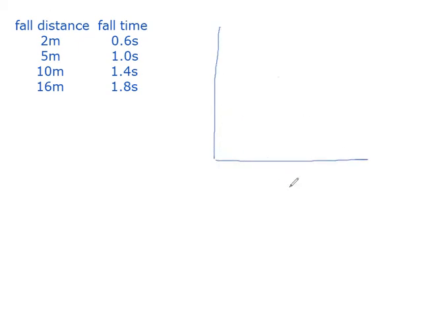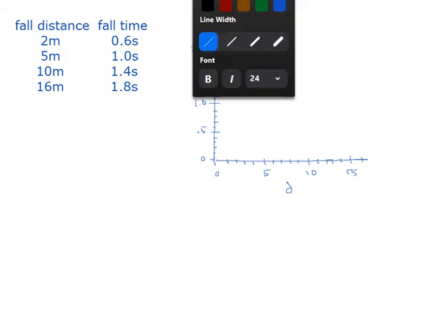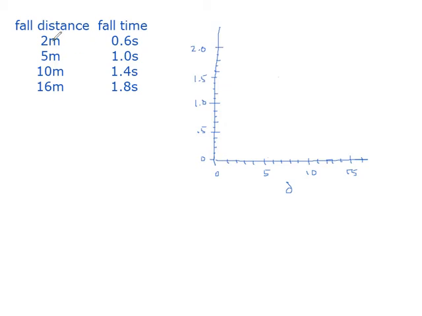We have fall distances that go up to 16 meters. So here we need something like 1, 2, 3, 4, 5, 6, 7, 8, 9, 10, 11, 12, 13, 14, 15, and 16 meters. That should be okay. Our fall times only go up to about 2 seconds, so we could do 0.1, 0.2, 0.3, and so on, up to 2 seconds up there. So if we graph this data, we have 2 meters.